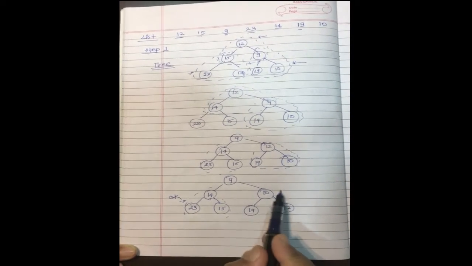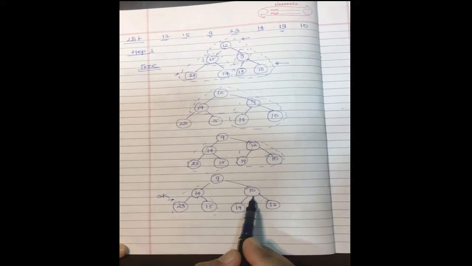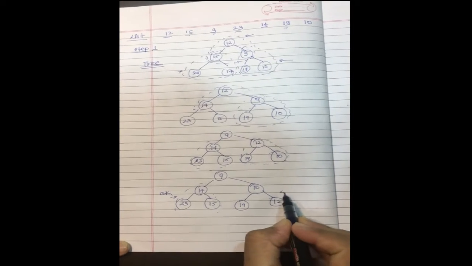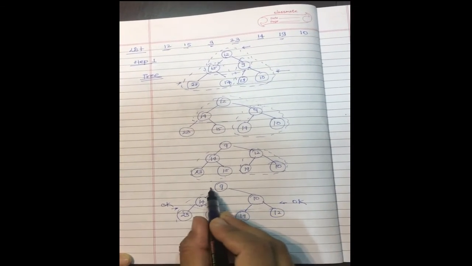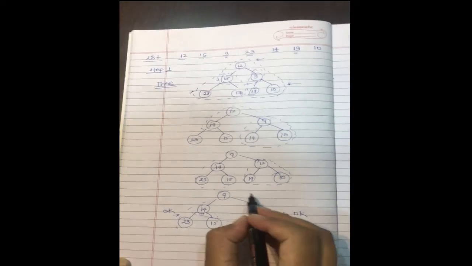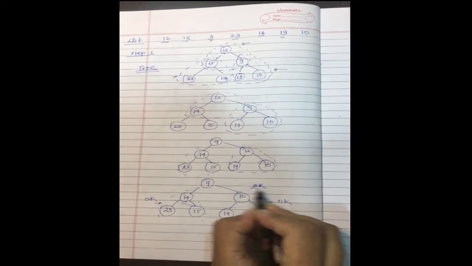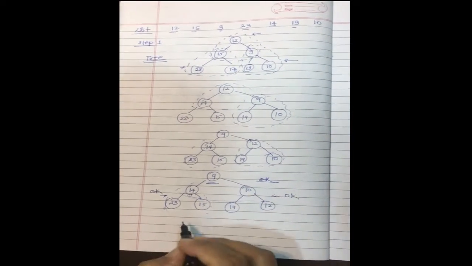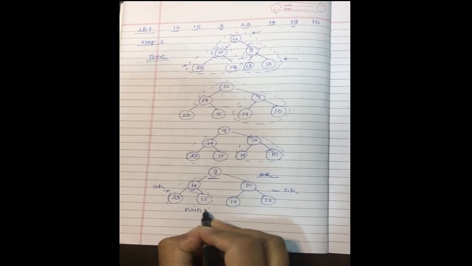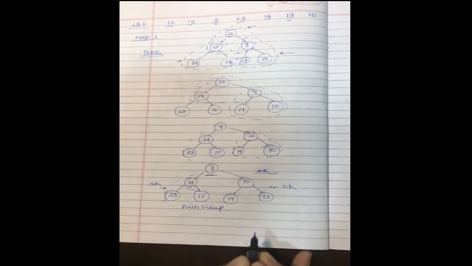Now we'll compare this, and we found that 10 is smaller. So this is also an okay subtree. Now we'll compare this, and we found that this subtree is also okay. So every subtree in this tree is okay. So this tree is called a min heap. So min heap is created.